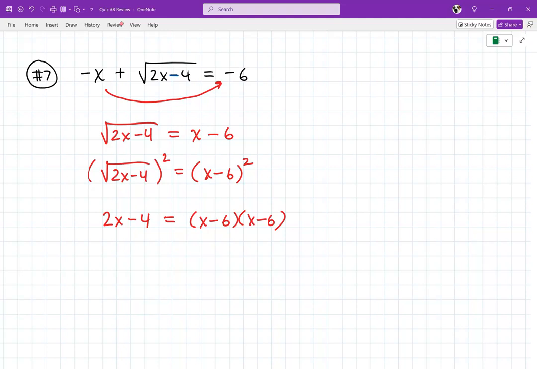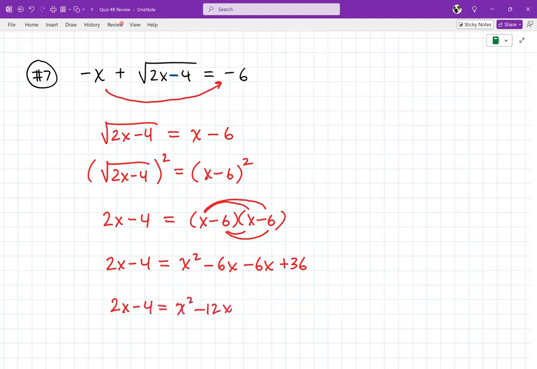You could do it in your head. You can do it by drawing lines. I'm just going to do the lines here, but you don't have to draw this out. So x times x, that's x squared. X times negative 6 is negative 6x. Negative 6 times x is negative 6x. And negative 6 times negative 6 is positive 36. Okay? So combine your two middle terms, the negative 6x minus 6x. So let's see, we get 2x minus 4. That's x squared minus 12x plus 36.